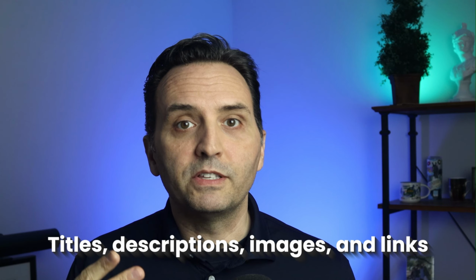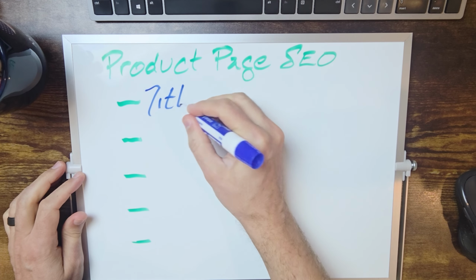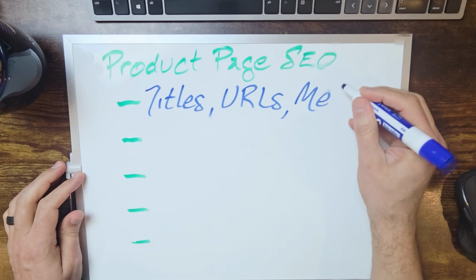Now, this is the part most people are familiar with in e-commerce SEO. Titles, descriptions, images, and links. The mistake is treating all of it like it's equally important, and it's not. So instead of dumping a checklist at you, let's walk through the pieces that actually matter, especially on product pages. Starting off with titles, URLs, and meta descriptions.